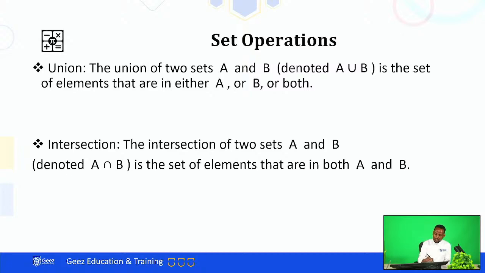Okay, this is the notation for A intersection B, and this is the notation for A union B. So the set of elements that are both in A and B is called A intersection B, and if it's either in A or B, it's called A union B.